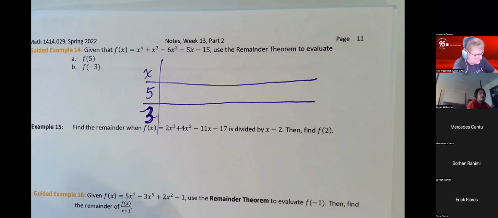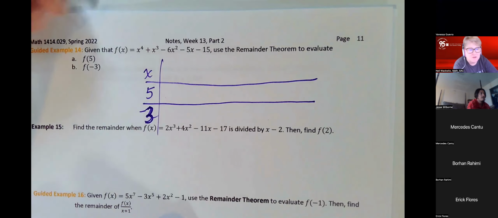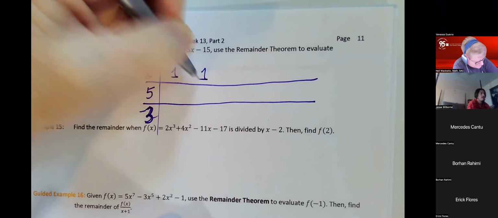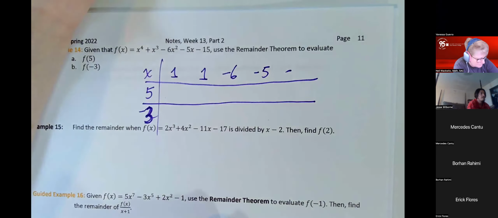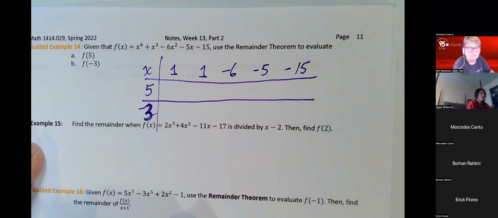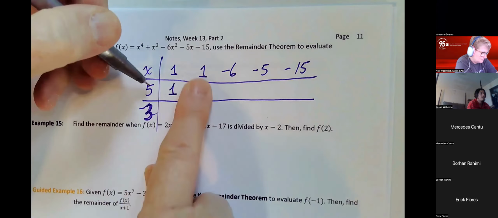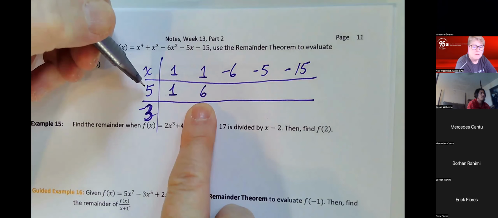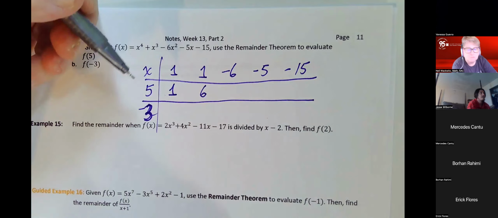Do we include the zeros or the ones? Oh yeah, we include all the numbers. 1, another one, -6, -5, and -15. Excellent. What do I do first? Drop down the 1, 5, 6. Good. Yes, 5 plus 1 is 6. 30, 5 times 6. So 30 minus 6, 24.